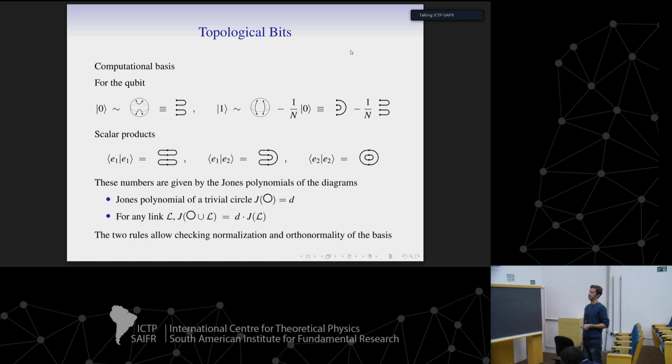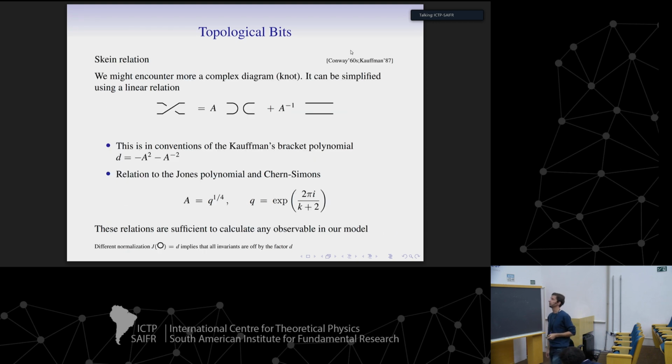So this is already sufficient to calculate these overlaps here. In particular, in this case, it's just d squared. Here's this one circle. This is d squared again. Sometimes you might encounter more complicated cases. You can have crossings in your diagrams. Crossings can be simplified if you use this so-called skein relation. This is in the notation of Kauffman. You can replace the crossing by a linear combination of a diagram with a pair of vertical lines plus a pair of horizontal lines.